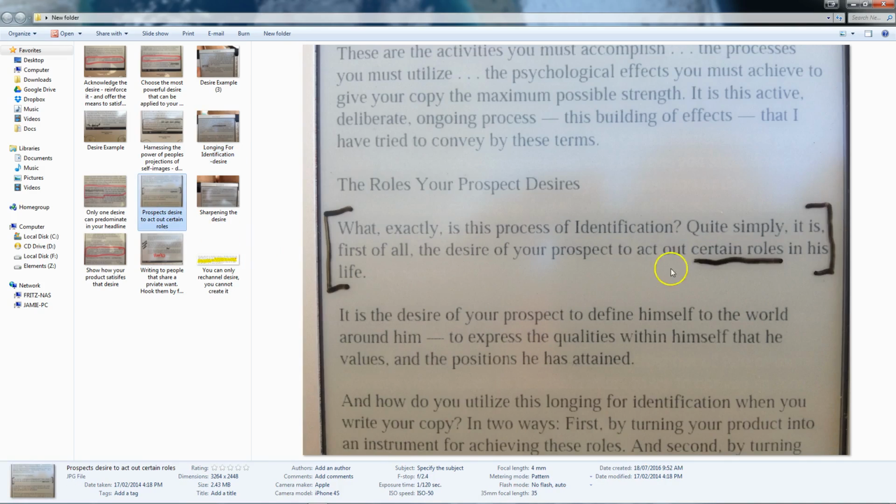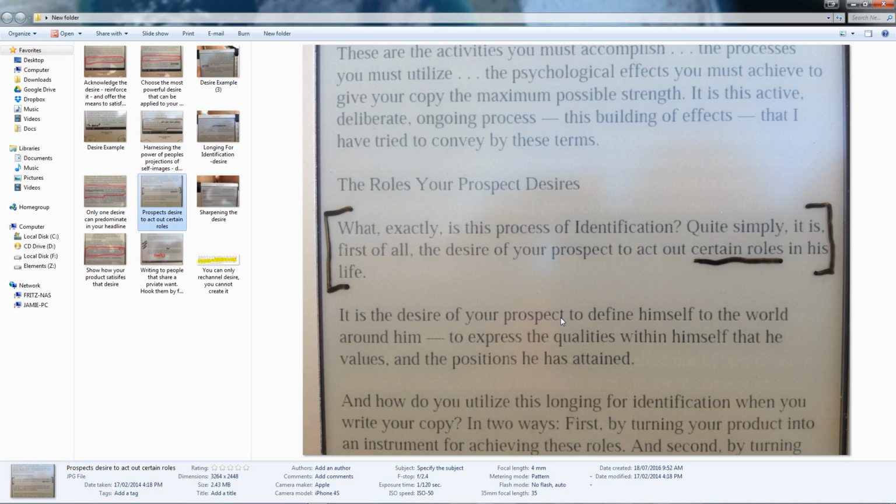So, what is the process of identification? Quite simply, it is first of all the desire of your prospect to act out certain roles in his life. Now think about that for a moment. Take your target market. What role? Now notice that this is a step beyond, or a step deeper than simply wanting a flat lawn that looks like a beautiful golf course. That person is cutting his lawn in such a way to fulfill a certain role. And you need to find out what that role is to really understand your audience.